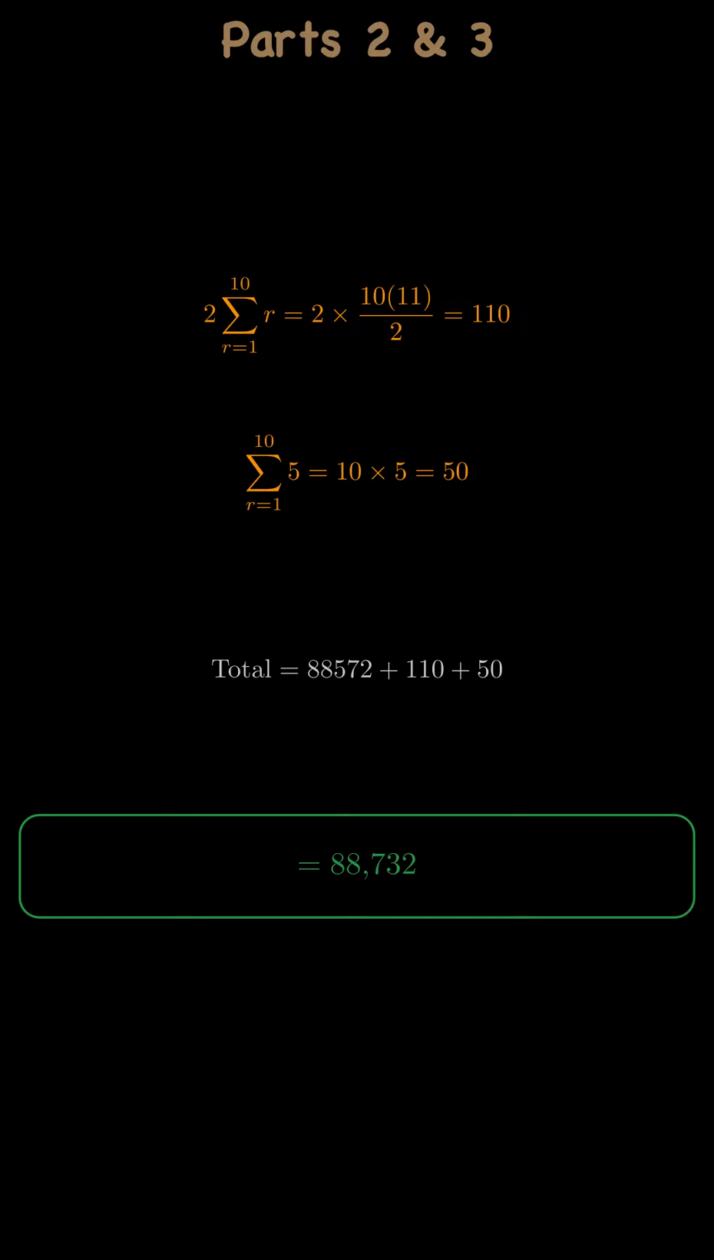Adding them all together, 88,572 plus 110 plus 50 gives us a total of 88,732.